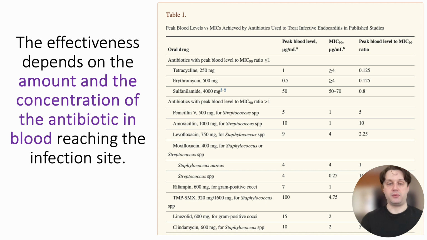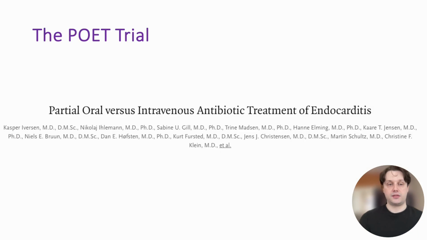So as you can imagine, if we were to transition to PO antibiotics, maybe we'll consider medications like Bactrim, which has a peak blood level of 100. Even though it doesn't have the lowest MIC, it can still be pretty reliable in these cases, especially in treating Staphylococcus aureus species. So introducing the PO trial, this is the partial oral versus intravenous antibiotic treatment of endocarditis.